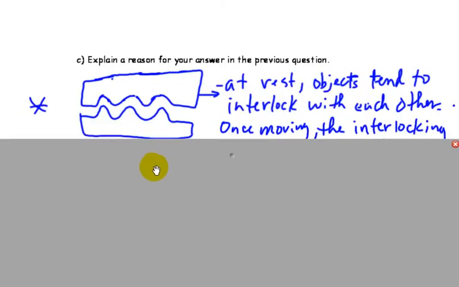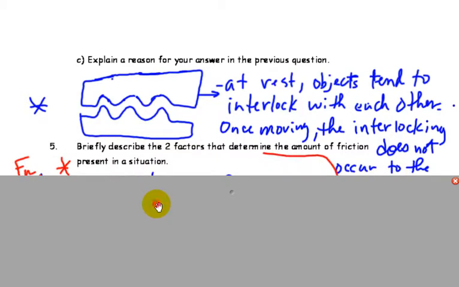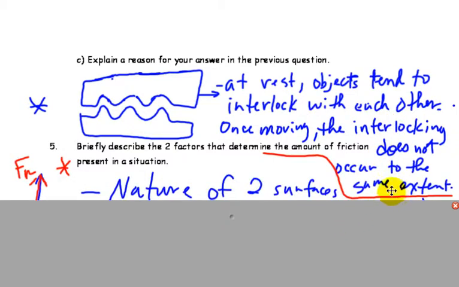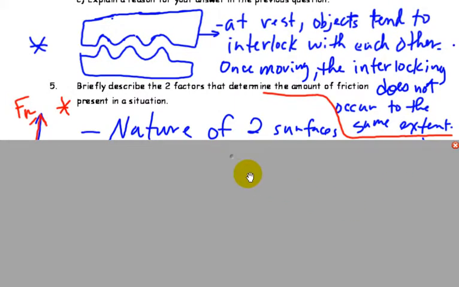Reasons for that: if you were to take a microscope to a surface and look at it, it wouldn't be a flat surface. It would likely have jagged edges on it. You can see with this, it kind of looks like a monster face. Once it's at rest, these areas have a chance to interlock with each other, making it difficult to move. But if the top one was moving with respect to the bottom, it wouldn't have a chance to interlock, so the friction would be less. So at rest, objects interlock with each other. When it's moving, the interlocking does not occur to some extent. Okay, so that's a reason why the friction at rest is bigger than moving friction, or kinetic.